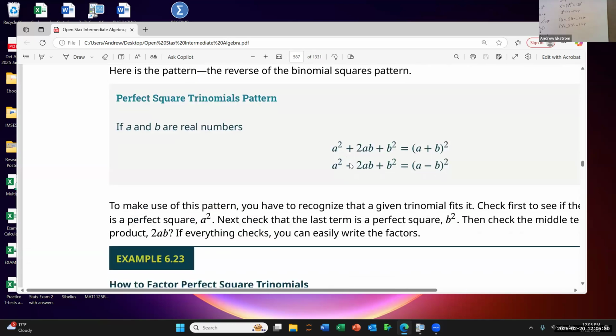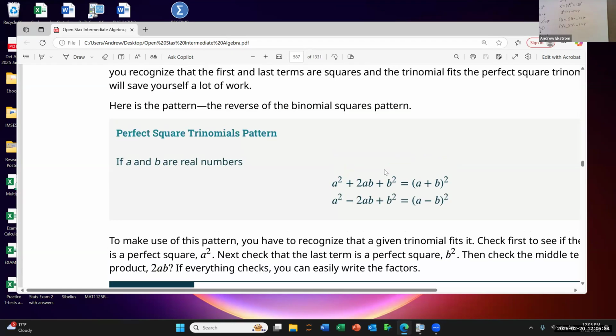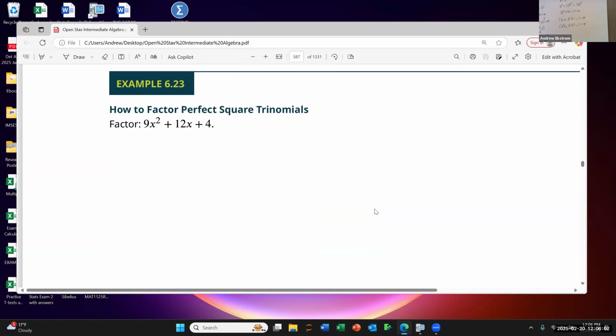So here are what are called perfect squares. Again, if you can look at these patterns and you can recognize these patterns in whatever it is you're dealing with, awesome. If not, you can literally go through and solve them the way that I've solved everything else. You will get the same answer. It'll just take you a little while longer.